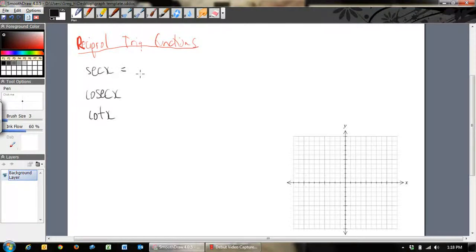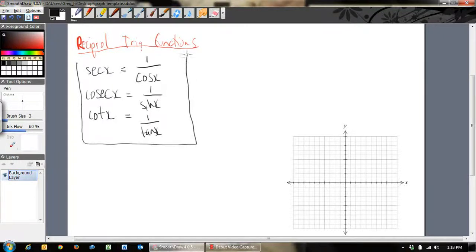And what these are: sec x is 1 over cos x, cosec x is 1 over sin x, and cot x is 1 over tan x. So they're our three ratios, those are three ratios that we need to know. And so there we go.